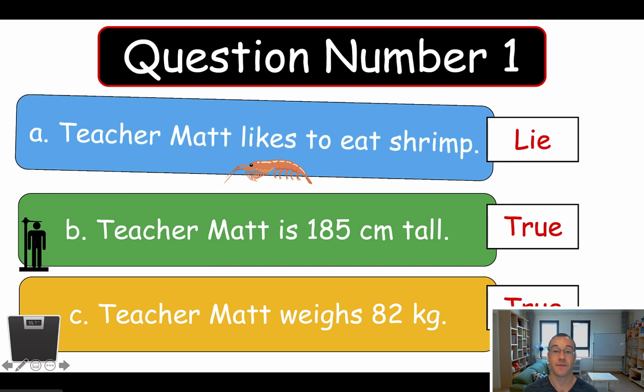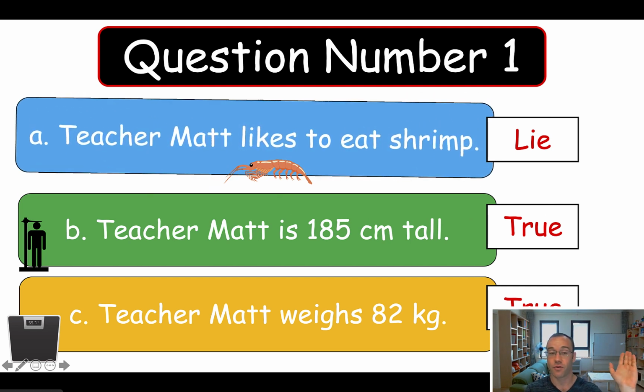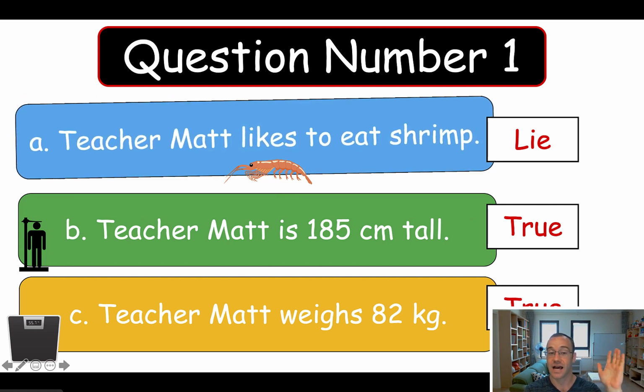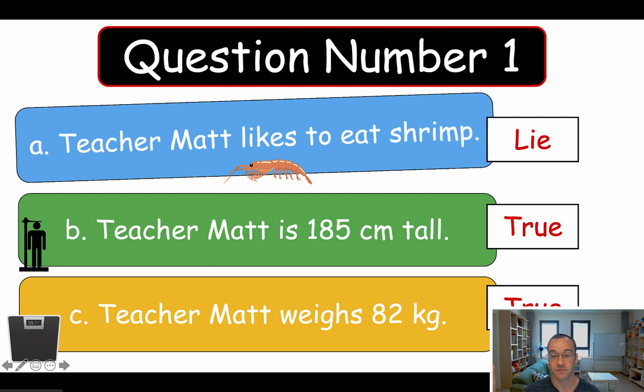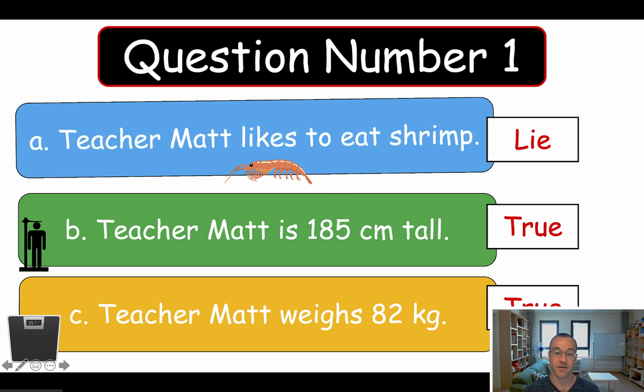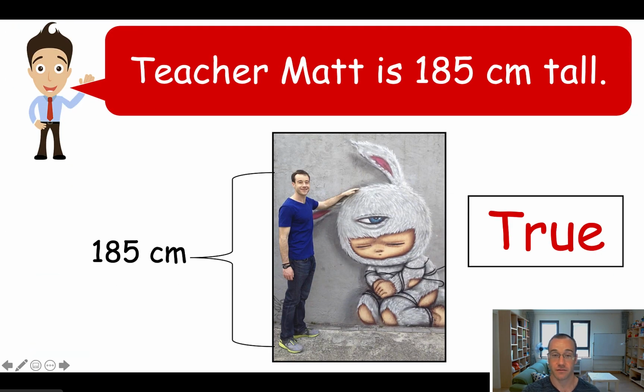And you can ask them, who got it right? Who knew that the first one, A, was a lie? All right, good job. You can praise them for being correct. They'll feel really good. And then you can go through each thing and explain it quickly with a visual. And Teacher Matt is 185 centimeters tall.